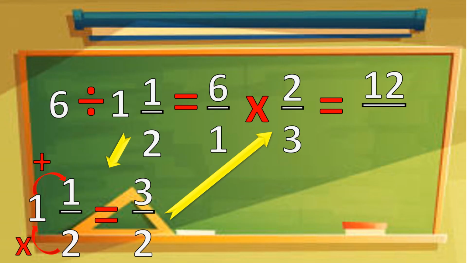So we now multiply the numerators. 6 times 2 is equal to 12. And 1 times 3 is equal to 3. And then to simplify, we just divide the numerator by the denominator. So 12 divided by 3 will give us 4. Did you get that? Okay, good job.